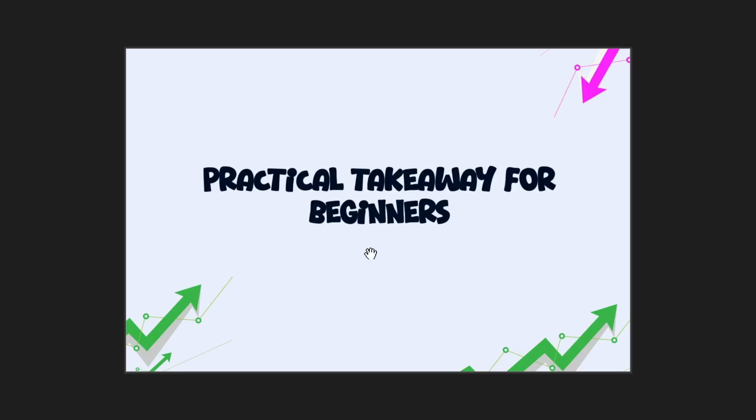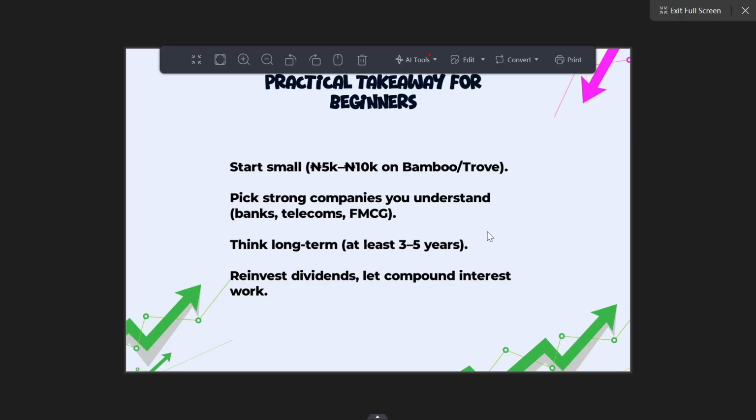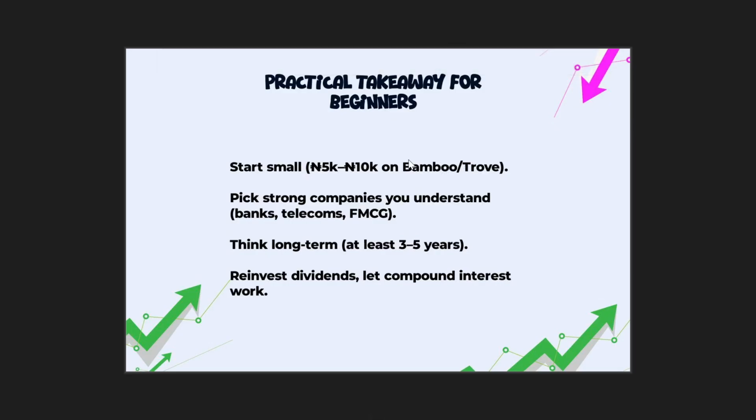So, practical takeaway for beginners. If you're a beginner here, this is the time you need to lend me your ears. Start small. Alright, you can start from 500, 1,000. I just put 5k, 10k on Bamboo or Trove, but I don't use those tools. Their stuff used to be doing anyhow sometimes. They don't inform you for upgrade and stuff like that.